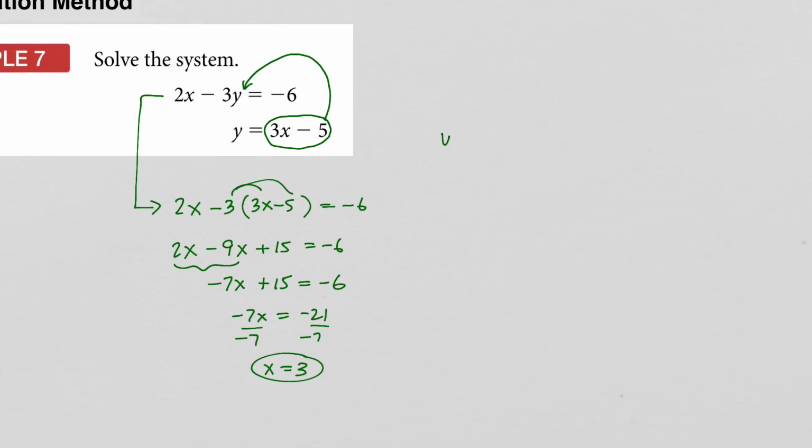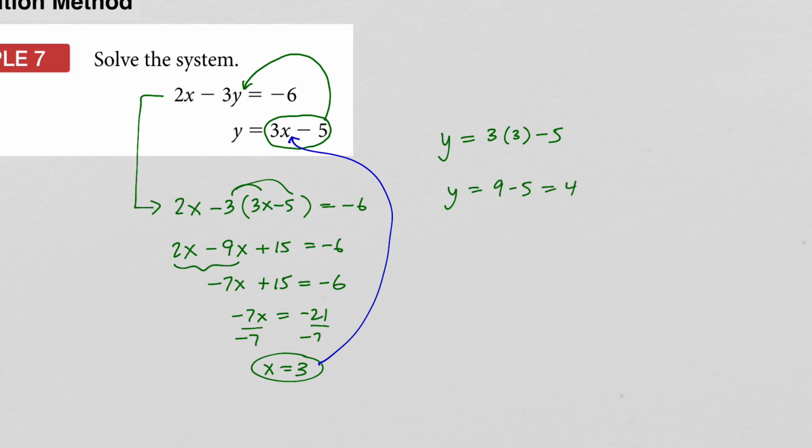And then if x equals 3, y is going to be 3 times 3 minus 5. So I'm just taking this answer and plugging it into here. And that is going to give us y equals 9 minus 5, which is 4. So the solution is x equals 3, y equals 4, or once again, as a point, we can write that as 3, 4.